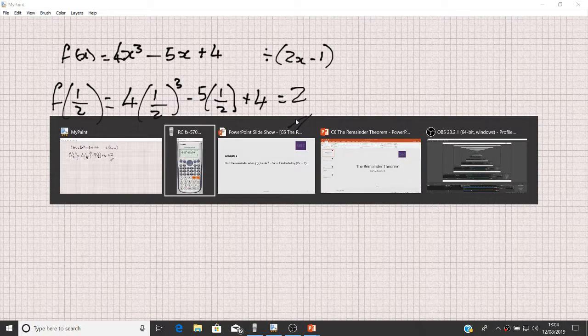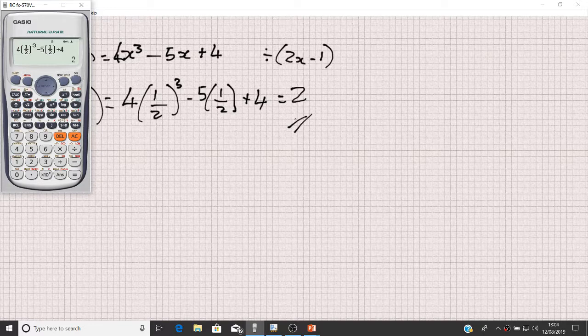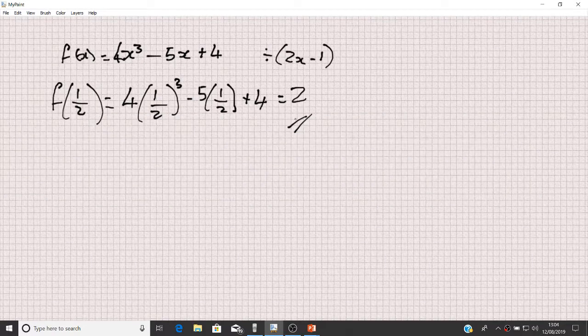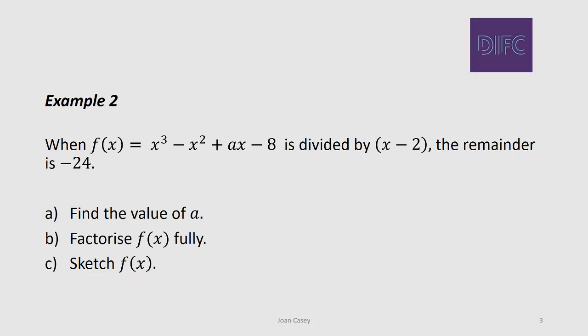Okay, let's take a look at the next example. Example 2. When the function f of x equals x cubed minus x squared plus ax minus 8 is divided by the linear x minus 2, the remainder is negative 24. So find the value of a, and then factorize f of x fully, and finally sketch f of x.